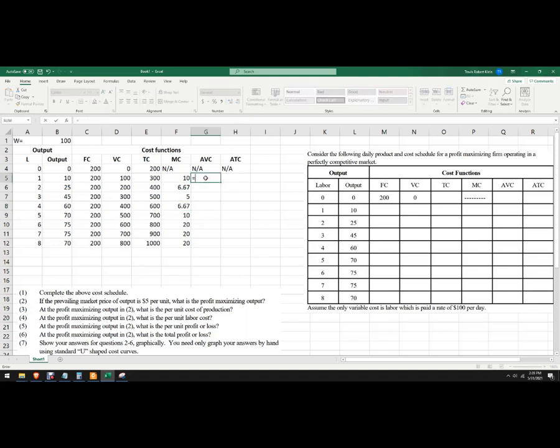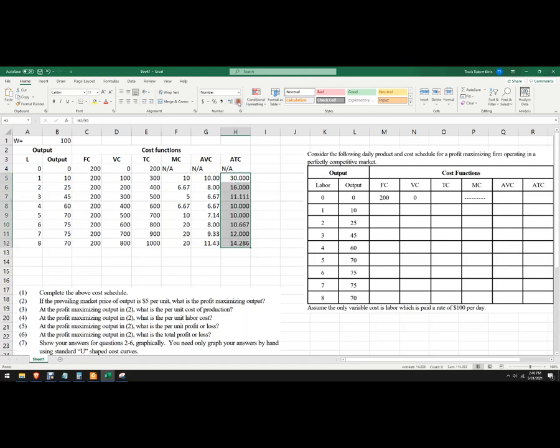So this is 6.67. Okay, now average variable cost, we just take the variable cost and divide it by the output. Get this, and got all of that. And then average total cost, we take total cost divided by the output.